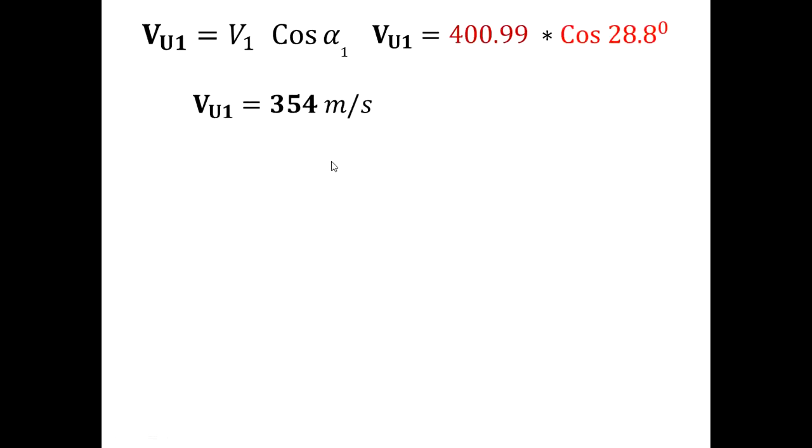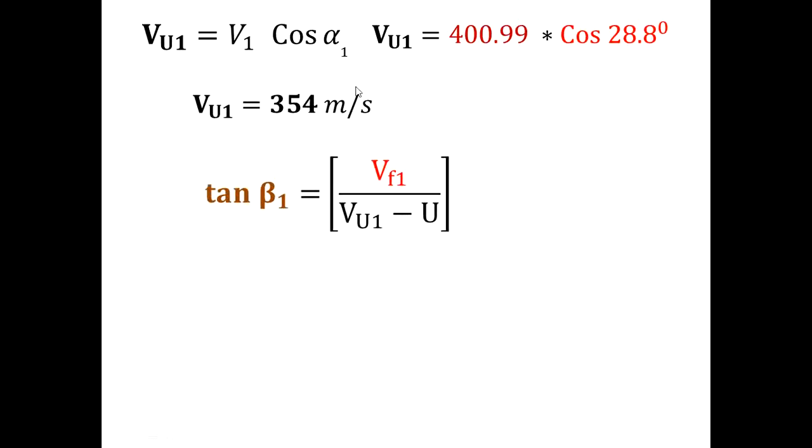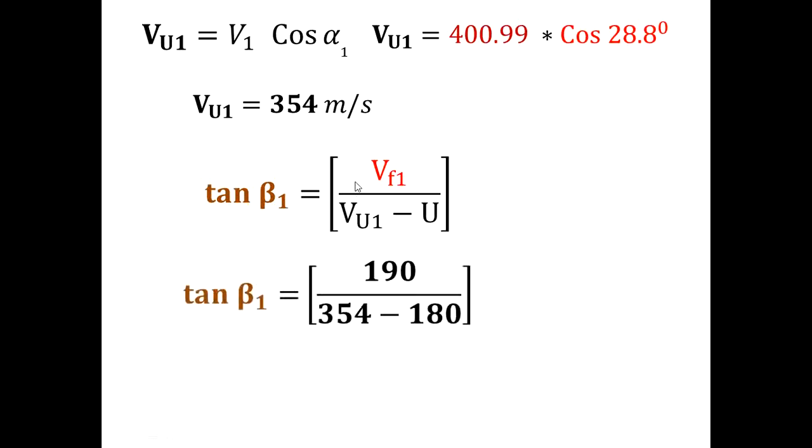Sometimes you will get this Vu1, U1, all the things. Vu1 is equal to V1 cos alpha 1, put the value of 354. For tan beta 1, it is Vf1 divided by Vu1, from the inlet velocity triangle you can observe, that is opposite side by adjacent side. Tan beta 1 is equal to this much, that is 47.5 degrees.